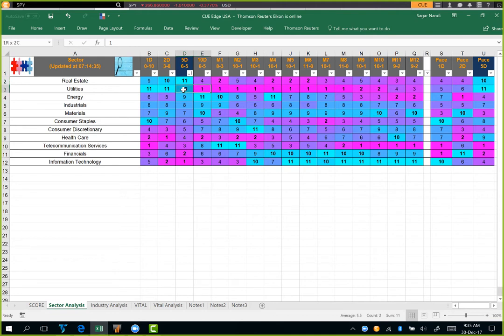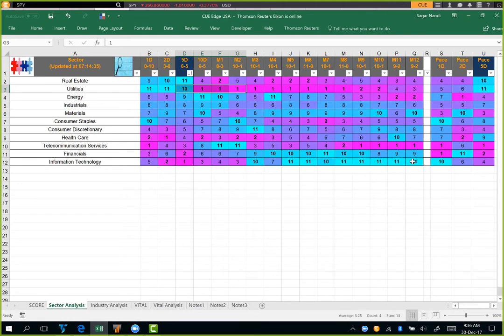Utilities also interesting. It jumped score from the worst performing score of 1 over 10 days to the second best score of 10 over 5 days. And in terms of acceleration, over last 5 days, it is the fastest accelerating sector. That's why I mentioned that it may be worth looking for long opportunities in utilities right now.